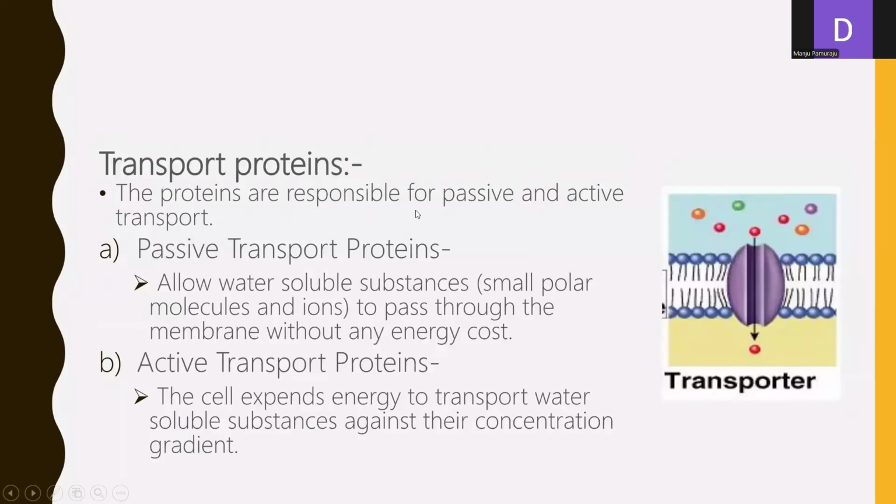So another one is the transport proteins. These proteins are responsible for passive and active transport. Passive transport proteins allow water soluble substances, that is small polar molecules and ions, to pass through the membrane without any energy. So passive transport means that in the absence of energy also they can transport the material. Active transport proteins require energy to transport. The cell expends energy to transport the water soluble substances against their concentration gradient.